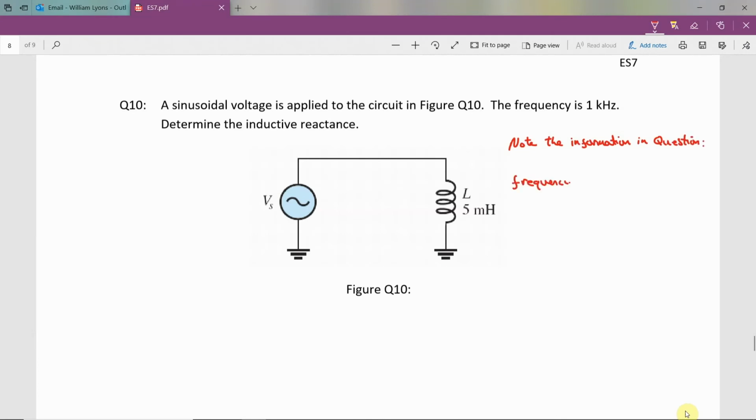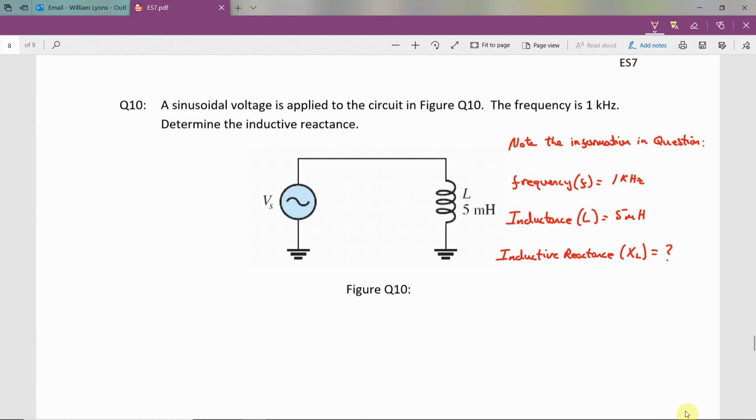We are given a sinusoidal voltage frequency, f, of 1 kHz. The diagram shows the inductance L equal to 5 millihenries. We're asked to calculate the inductive reactance XL.